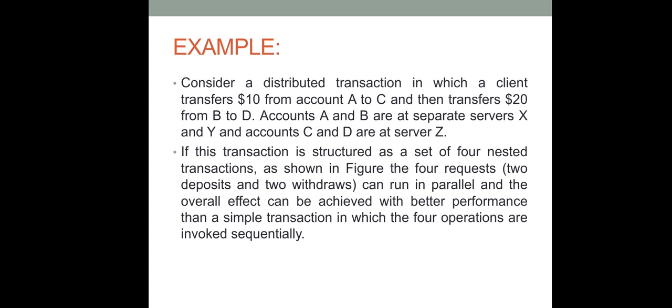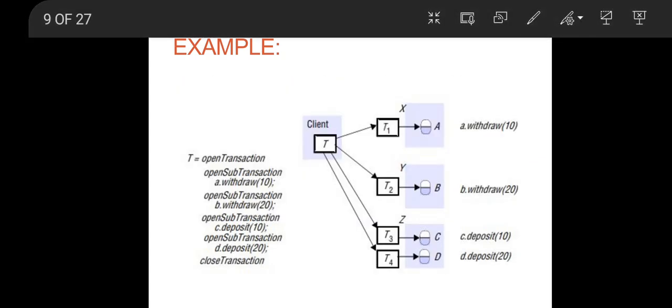Now, let us see an example of how a nested transaction works. Let us say a client has generated a transaction wherein it is accessing four objects A, B, C and D. From object A, the transaction is withdrawing rupees 10, which it is depositing in object C. And similarly, from object B, the client transaction is withdrawing rupees 20 and the same amount it is depositing in object D.